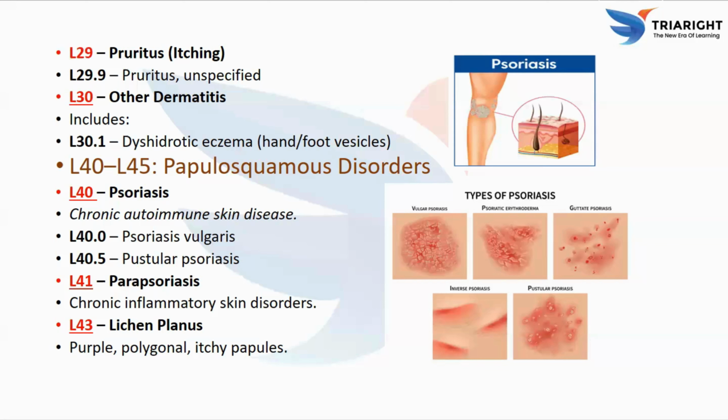So what is L43? It's lichen planus. It's an autoimmune inflammatory condition which causes purple, polygonal, itchy papules, and often it affects the wrists, ankles, or oral mucosa.